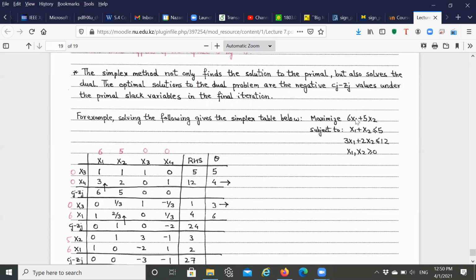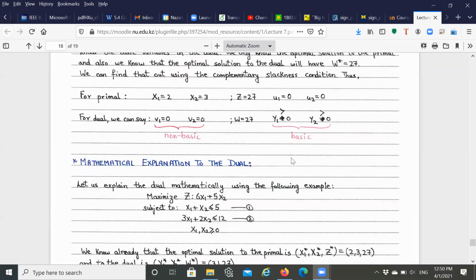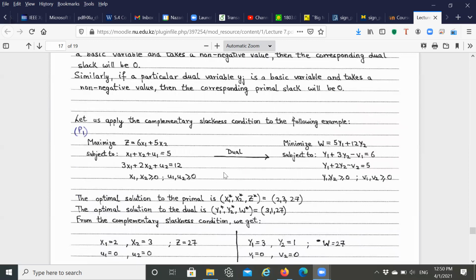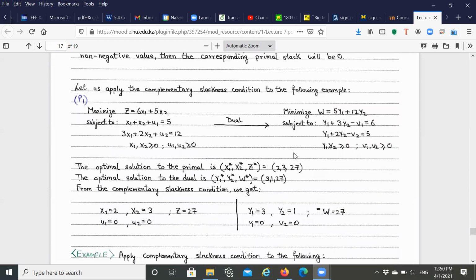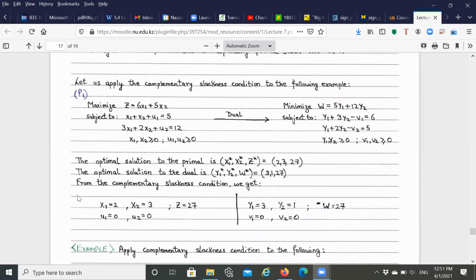Say we use our classical example again. This is maximize this objective function, 2 constraints, and this is our primal problem. Just to remind you what we are talking about, look at this equation. This was the primal that we obtained. The solution for the primal was 2, 3, 27. For the dual it was 3, 1, and 27. Keep this in mind: 3, 1, 27, dual. V1, V2 are the slack or surplus variables in the dual problem. U1, U2 are the slack variables in the primal problem.